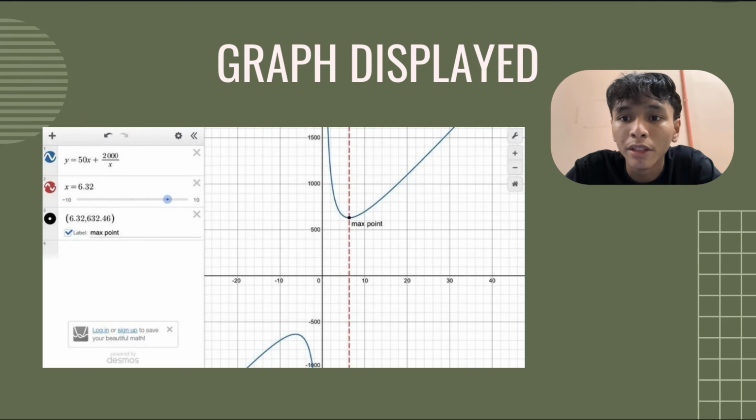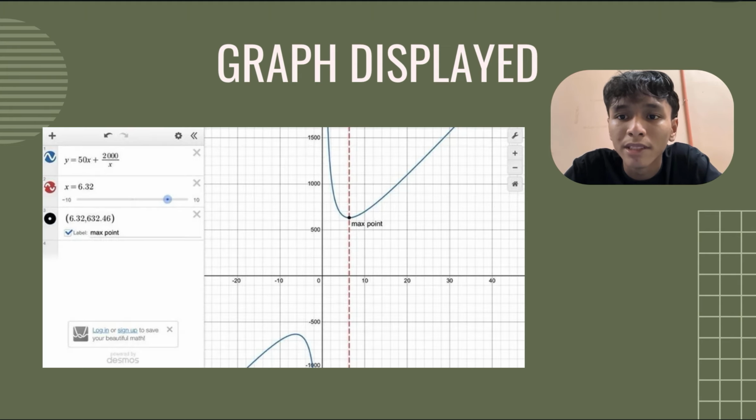At the beginning, the graph decreases and it reaches a turning point. After that, it increases again. To find the turning point, we apply differentiation and set the derivative equal to 0 for the calculation. The value obtained is x equals 6.32, which is shown in the graph by the red dashed line. The black point indicates the minimum point of the curve, where the value of y is approximately 632.46.